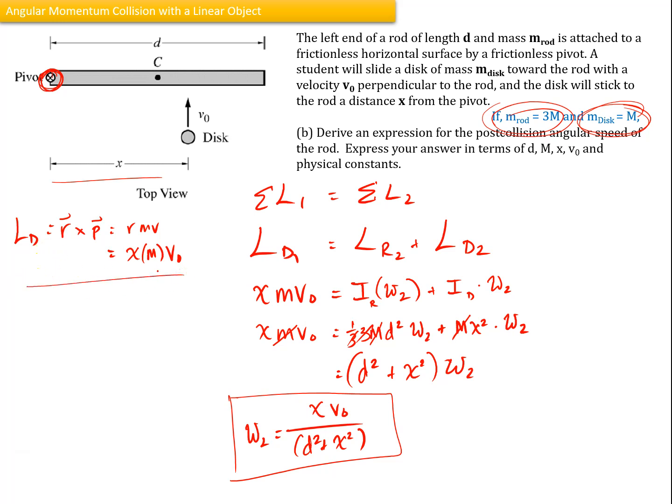So there's a couple problems involving conservation of angular momentum. Again, mathematically, they're not too bad. They do get a little bit confusing in our brain, and we'll talk about them more in class.